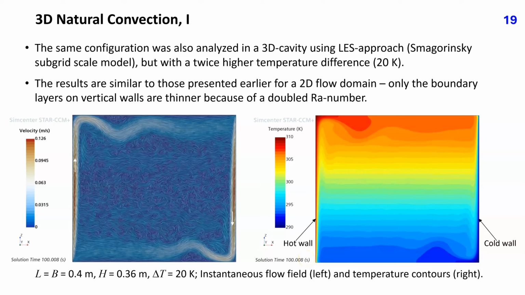The same configuration was also analyzed in a three-dimensional cavity using a large eddy simulation approach and the Smagorinsky subgrid scale model. The cavity size is the same as in the last example from the preceding slide, but with a twice higher temperature difference of 20 Kelvin, thus doubling the Rayleigh number to 8.6 times 10 to the 7. These two plots show instantaneous flow field and temperature contours. The results are similar to those presented in the preceding slide for a 2D flow domain, only the boundary layers on vertical walls are thinner because of a doubled Rayleigh number.